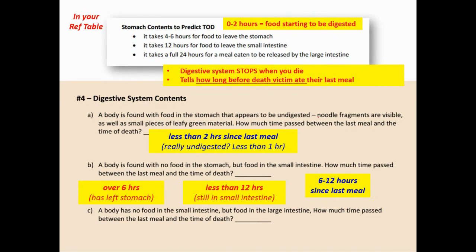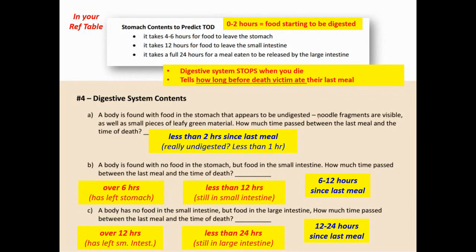The body has no food in the small intestine, but food in the large intestine. How much time passed between the last meal and the time of death? It's been over 12 hours because the food has left the small intestine. It's been less than 24 because food is still in the large intestine. So we would say 12 to 24 hours since the last meal before the time of death.